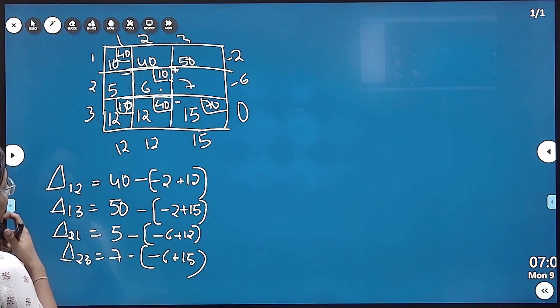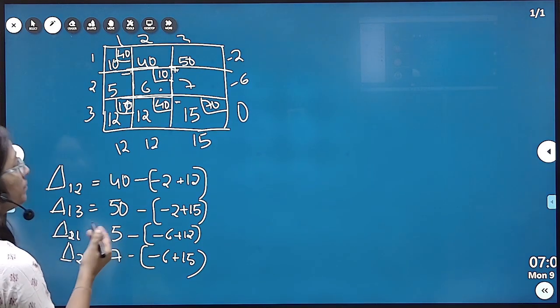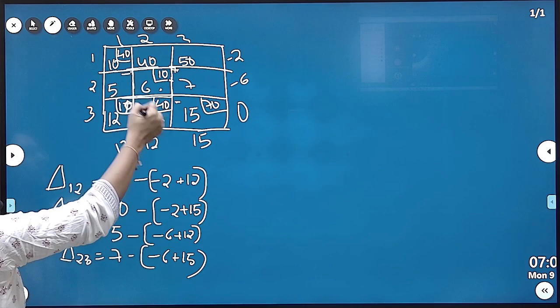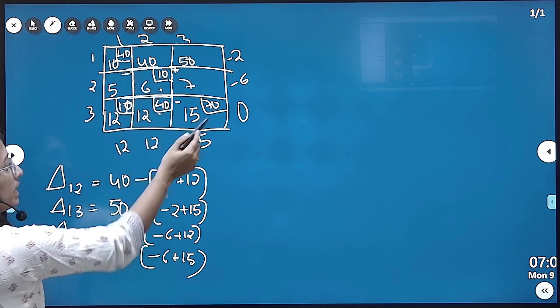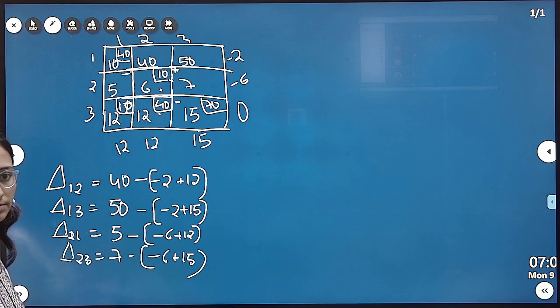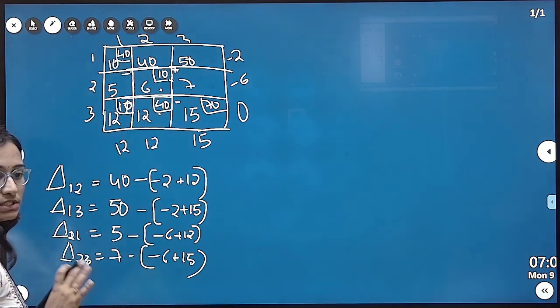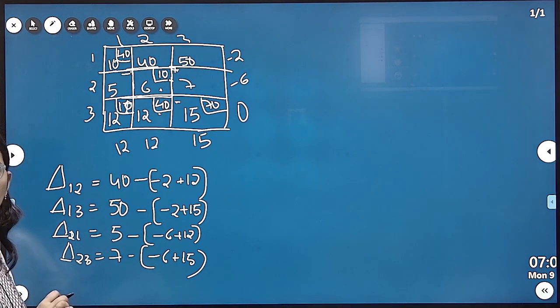Okay, so the number of cells occupied is 4, right? So now the feasible solution we got, because 3 plus 3 minus 1 is 5 and the number of cells occupied is also 5. So that's why we are doing the optimality test. First, when the question is not feasible, we need to make it feasible by introducing a dummy cell as E. Then after that we need to do this optimality.